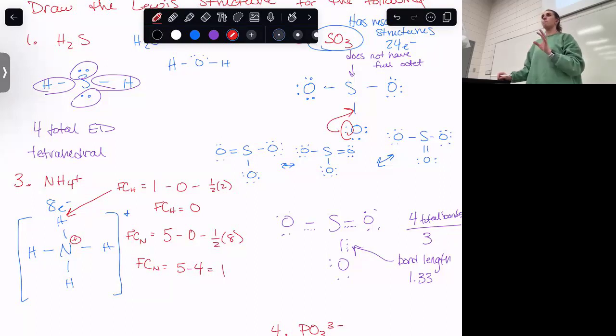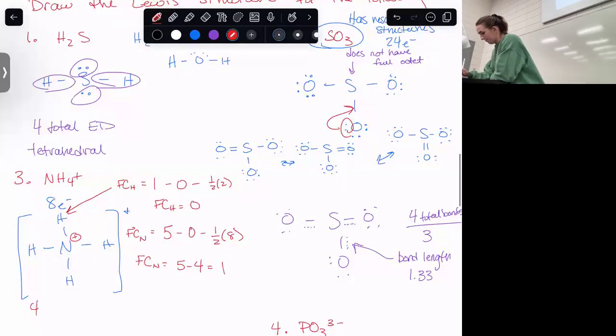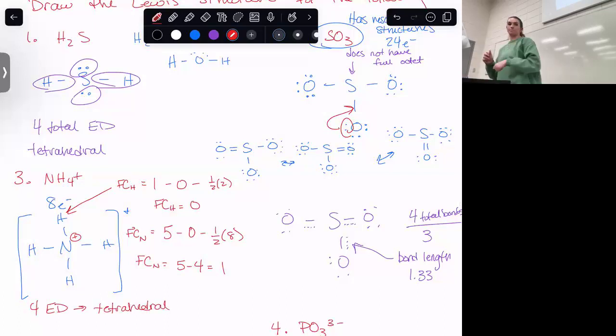Questions there with formal charge on NH4+. Does that make sense for this one? Right, so how many electron domains are in this NH4+? Also for us, what was that shape? Tetrahedral, awesome, right? So we have 4 electron domains, which is tetrahedral. Great.